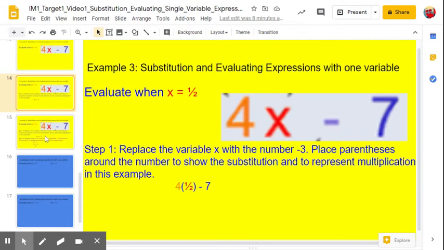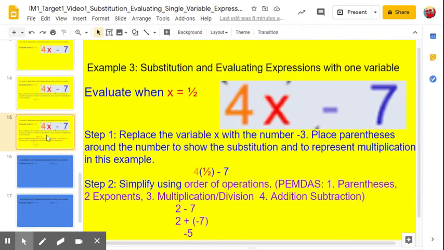And then we're going to go ahead and do the order of operations on that. 4 times 1/2 is 2. So we get 2 minus 7. So then that becomes 2 plus -7. And then our answer is -5. So when x is positive 1/2, the expression itself's value is -5.